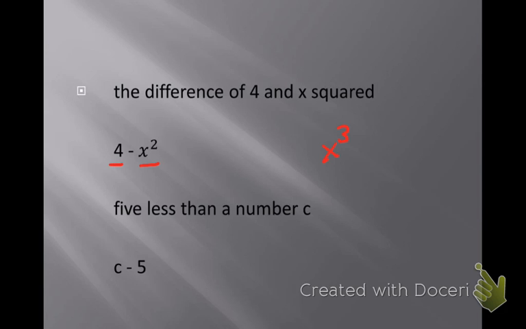5 less than a number c. This is really important. A lot of people get this mixed up. If you write 5 minus c, that is going to be wrong. 5 less than a number, you need the number first, so you can have 5 less than it. So it would be c minus 5 is what you need on that one.